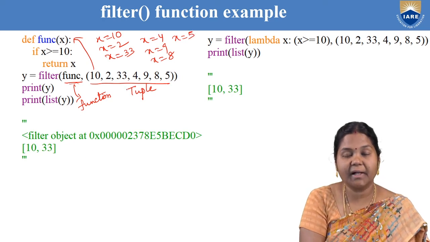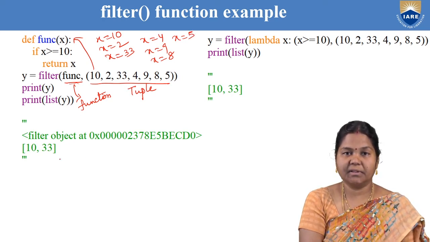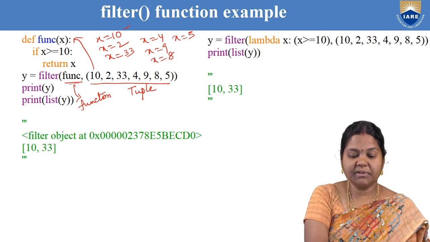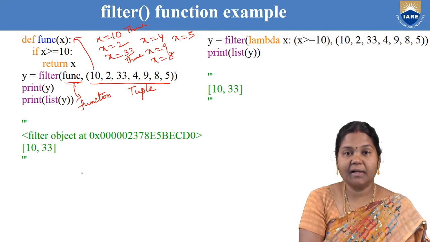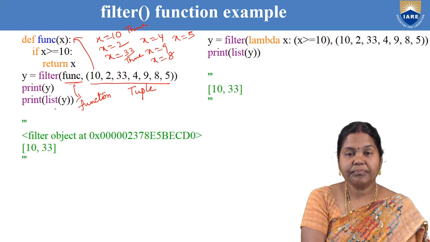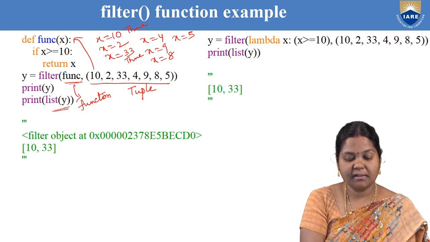So the function is applied on each and every element of the tuple. For the elements where the function is true, x equal to 10 and 33, those are filtered out, and finally it is converted into a list and stored.